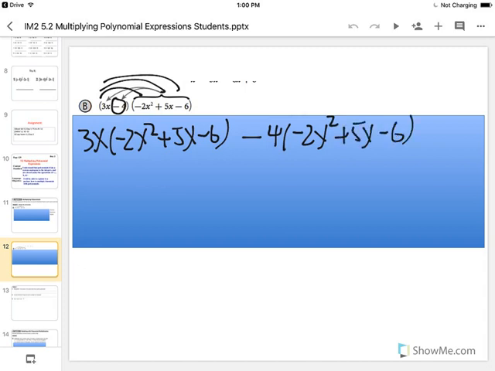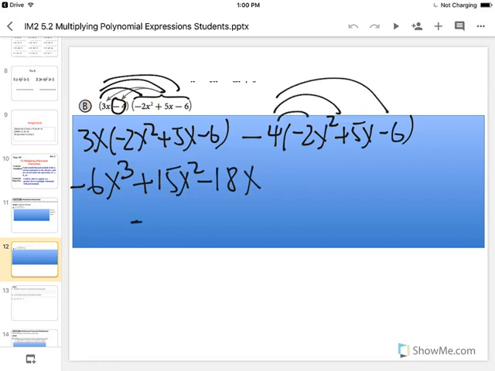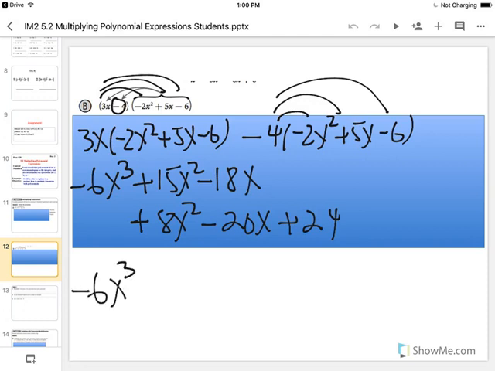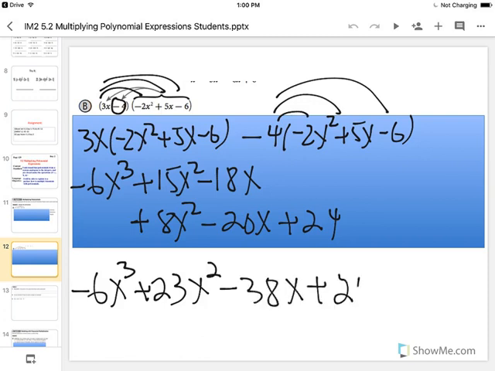Then the distributive property gives us 6x cubed plus 15x squared minus 18x. And distributing the second part gives us a negative 8x squared, a negative 20x, and a positive 24. Then combining like terms, we have 6x cubed plus 7x squared minus 38x plus 24.